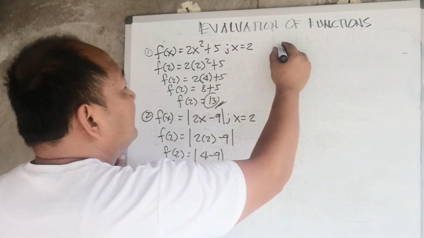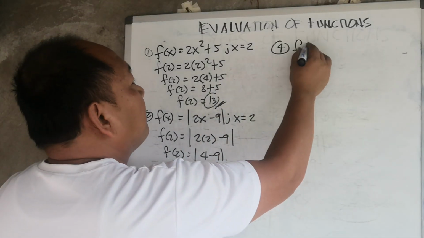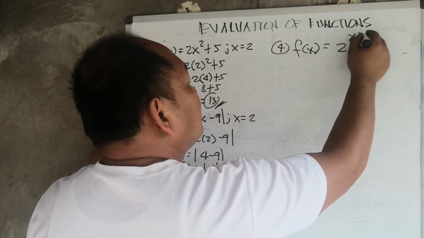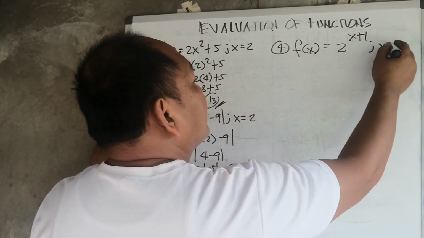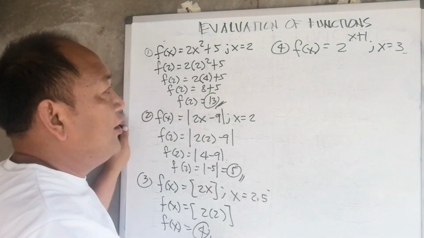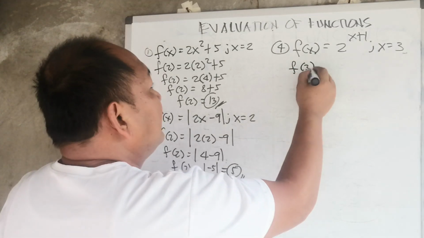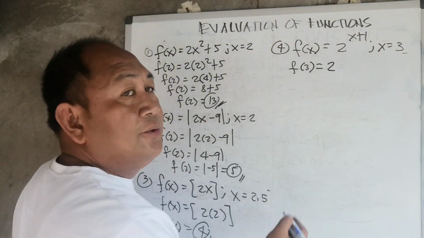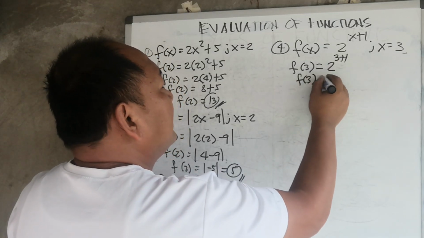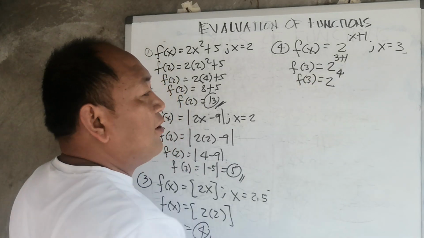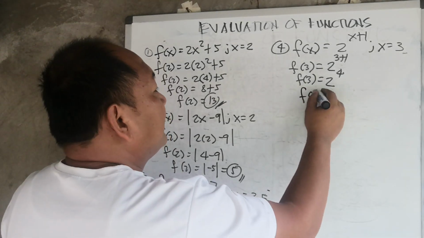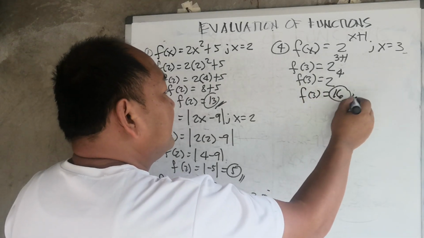Okay, next example. Number 4. F of x is 2 raised to x plus 1, where x equals 3. So our next example is an exponential function. So f of 3 equals 2 raised to 3 plus 1. So f of 3 equals 2 raised to 4. And what is 2 raised to 4? 16. So f of 3 equals 16.